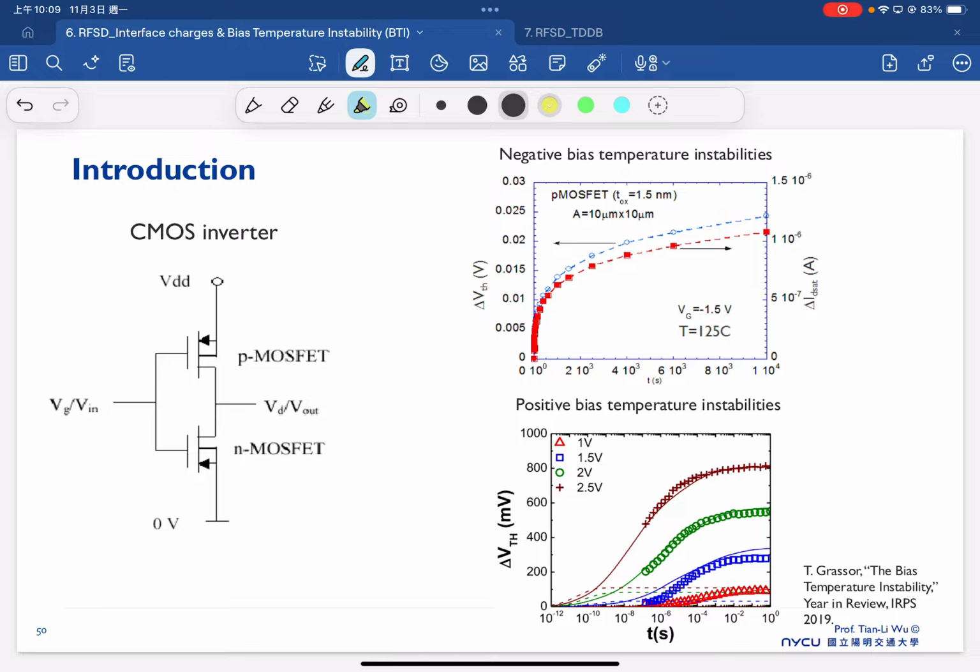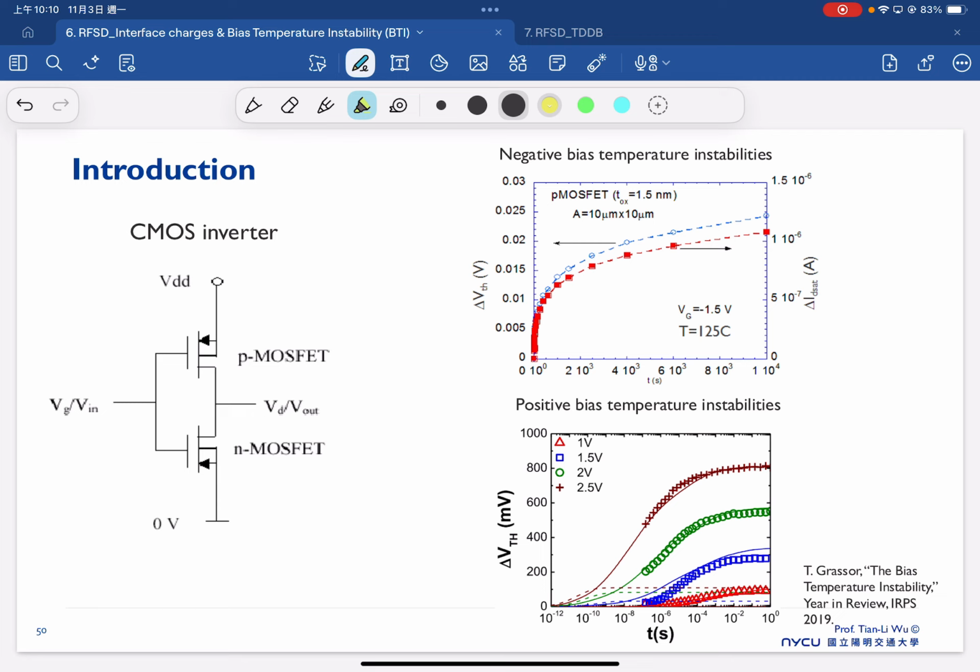From the previous slide, we know that Dit will influence the threshold voltage. So the threshold voltage can be an important characteristic when we talk about reliability. This is a typical case for the CMOS inverter here. The CMOS inverter combines an NMOS in the bottom and a PMOS in the top region.